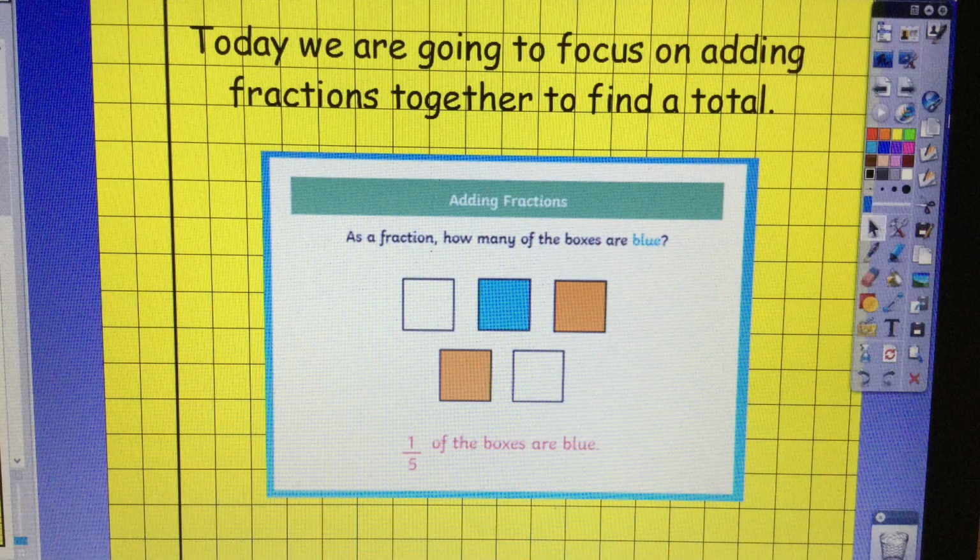Today we're going to focus on adding fractions together. Now in the picture below, it says as a fraction, how many of the boxes are blue? Now there are 5 boxes and one of the boxes is blue. If we were writing this as a fraction, we would write 1/5 of the boxes are blue.